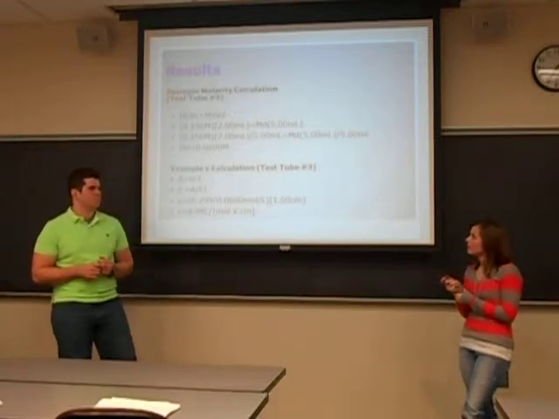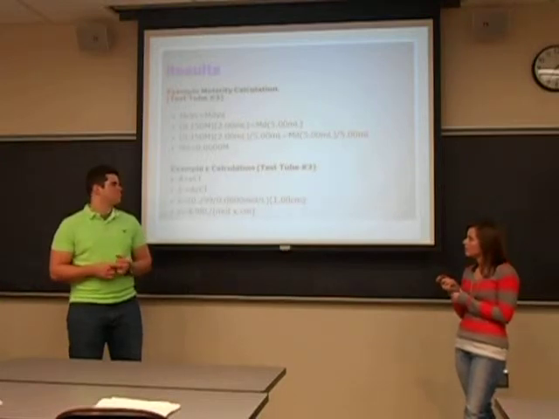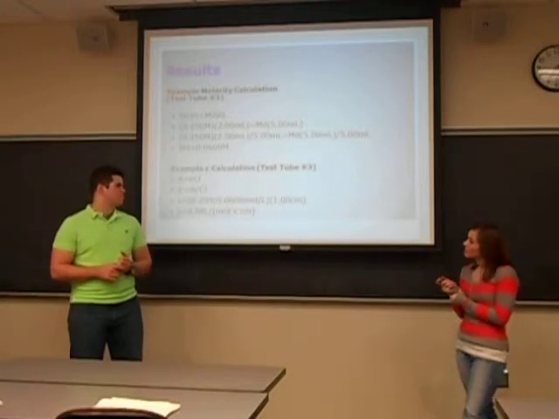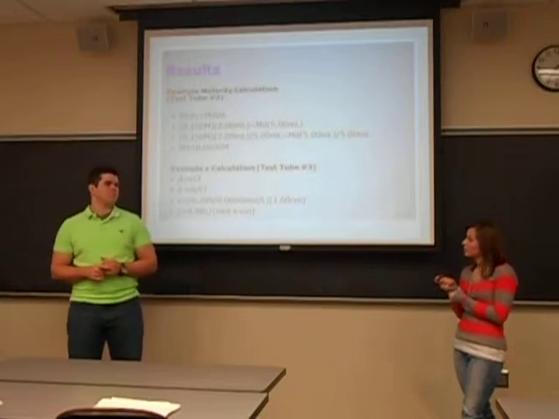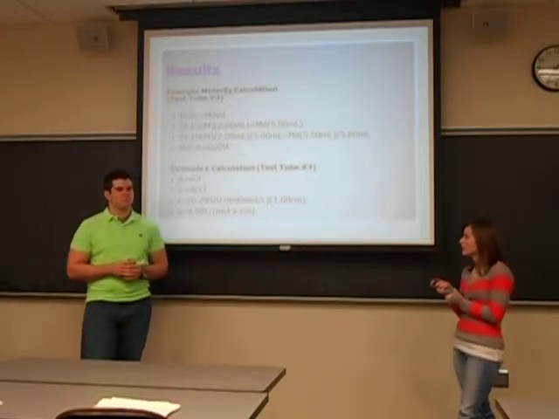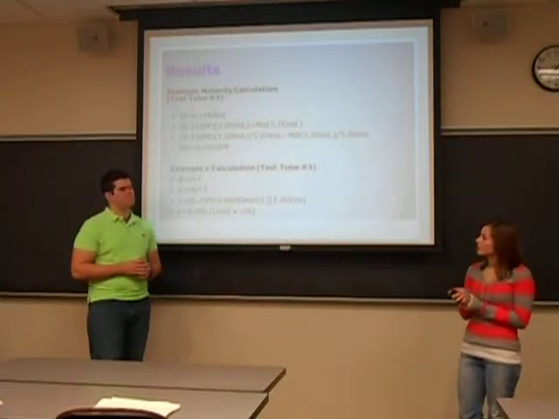And then for our epsilon calculation, or the constant, we did Beer's law, which is absorbance equals epsilon times concentration times path length. And then we just manipulated the equation to get epsilon by itself. And we solved for it, and we got 4.98 liters per mole times centimeters.